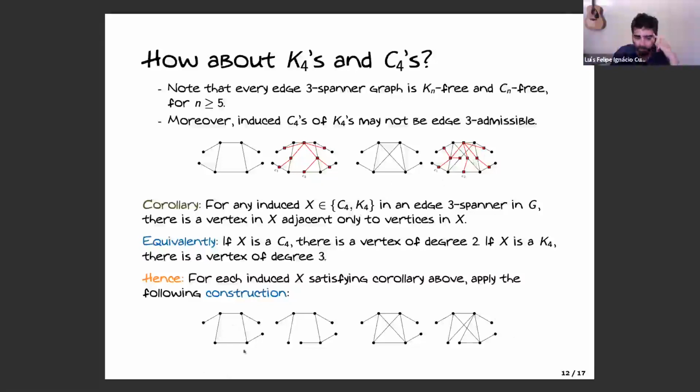So what we have here, we have a graph that does not have C4s and also does not have K4s based on this construction. And we may prove also that if the previous graph was edge-free admissible, then the obtained graph is also edge-free admissible and vice versa. So if this graph is edge-free admissible, then the graph used before for this transformation was also edge-free admissible.